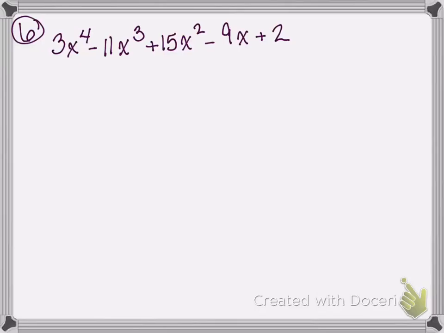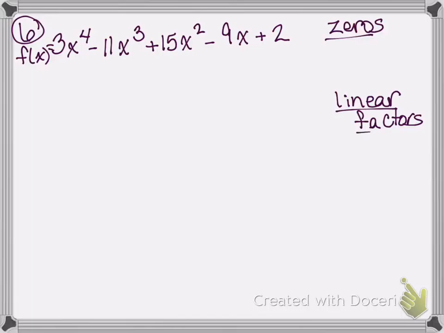Here we are with number 6. Number 6 on the review says find the rational zeros and the other zeros, then factor into linear factors. So you're really doing two things here. I'm going to go ahead and put my f of x, so we're labeling it as a function. You are trying to find your zeros to this polynomial, and then you are going to list the linear factors. So you are doing two different things.